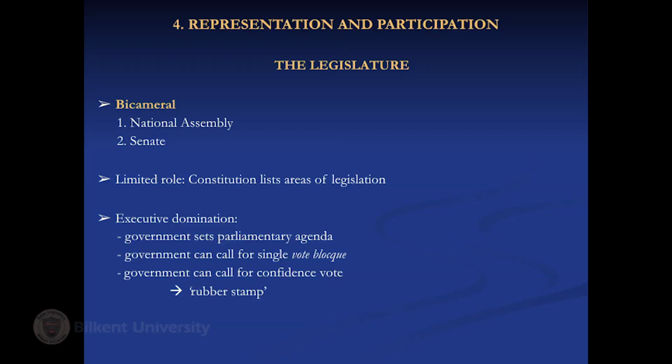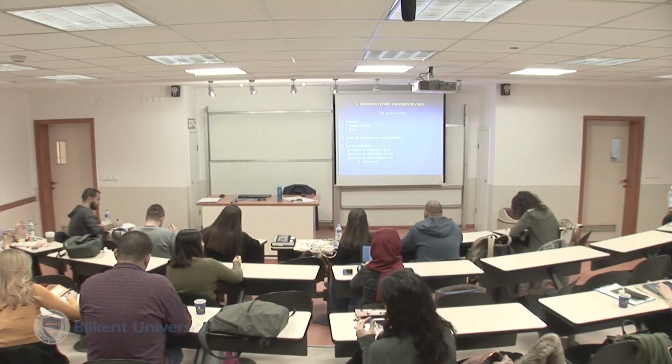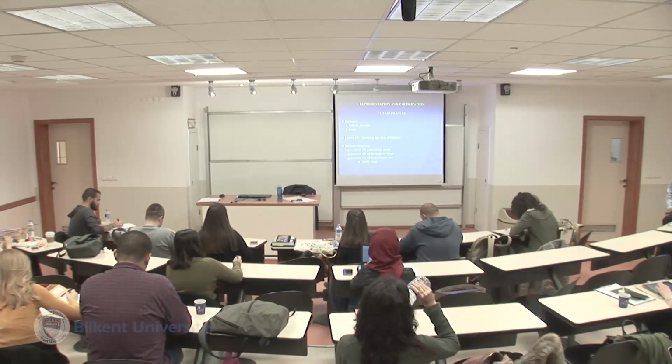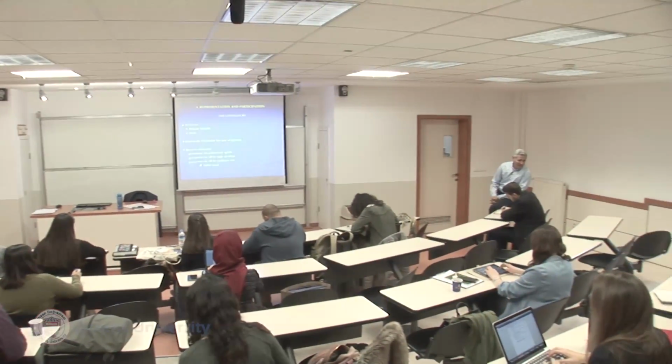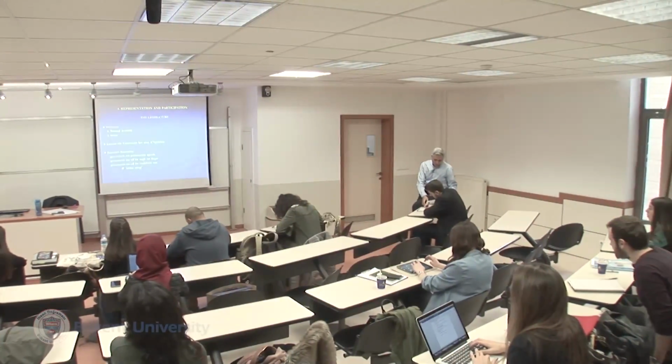The lower house is called the National Assembly, Assemblée Nationale. The upper house is named the Senate. There are over 570 members in the National Assembly, 577, I think, in the current Assembly, and about 350 senators in the Senate.